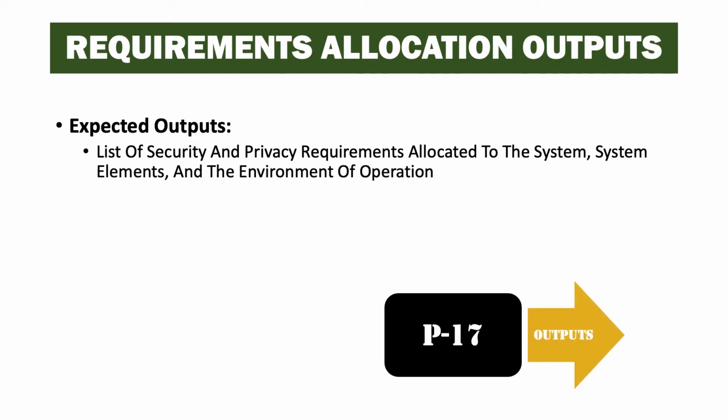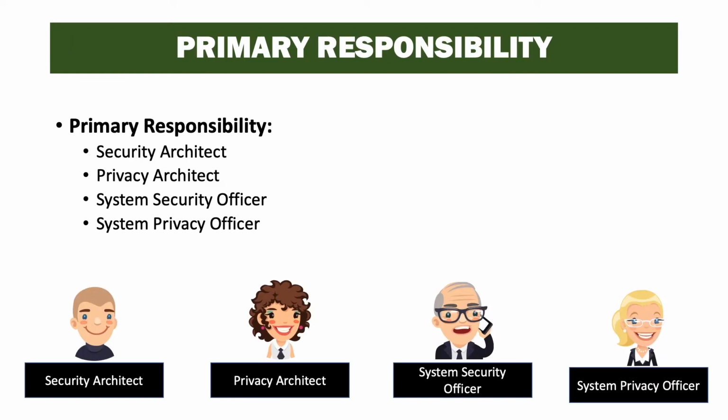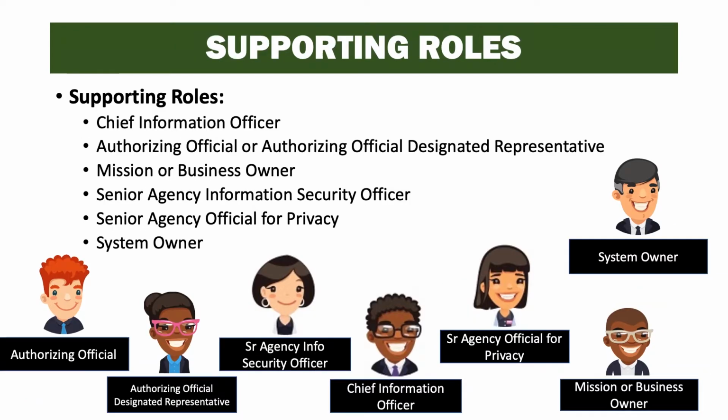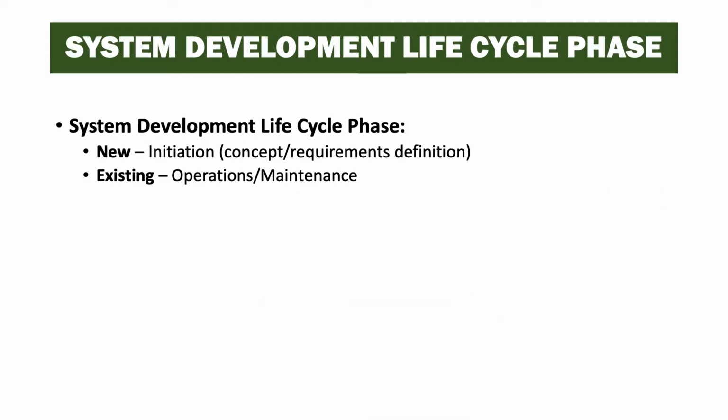Expected outputs from this task are a list of security and privacy requirements allocated to the system, system elements, and the environment of operation. Primary responsibility for this task goes to the security architect, the privacy architect, the system security officer, the system privacy officer. They are supported by the chief information officer, the authorizing official or authorizing official's designated representative, the mission or business owner, the senior agency information security officer, the senior agency official for privacy, and the system owner. For a new system, it aligns with initiation, concept requirements and definition, and if you have an existing system, it aligns with operations and maintenance.